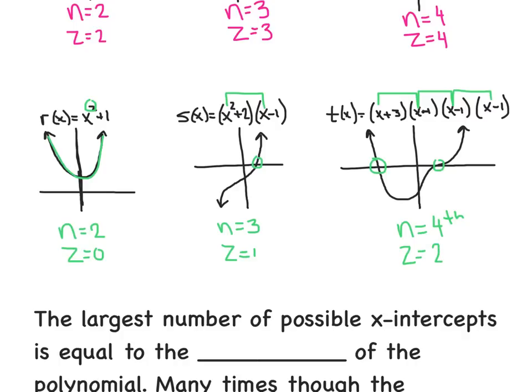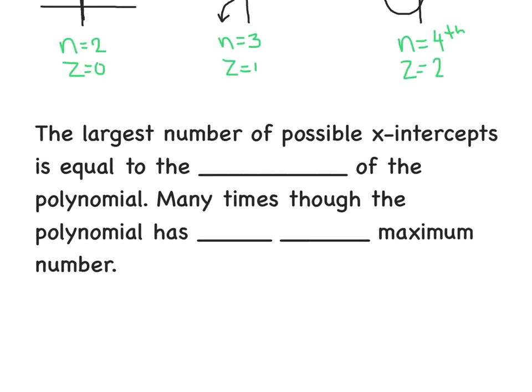So my original hypothesis was disproved by these 3 examples with a green marker, and so here's what I'm going to give you. The largest number possible for the x-intercepts is equal to the degree of the polynomial. Now notice I didn't say that the exact number of x-intercepts is always equal to the degree. I just said the largest possible number of x-intercepts is equal to the degree. Many times though, the polynomial has less than the maximum number. So for instance, if I had a 5th degree polynomial, the most x-intercepts I could possibly have is 5 or less, but I'll never have more than 5.